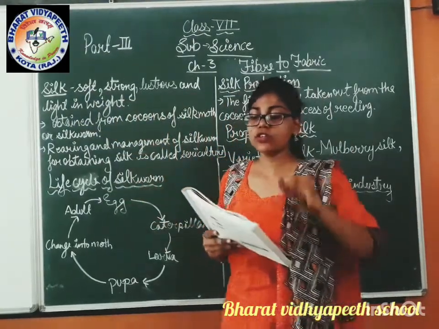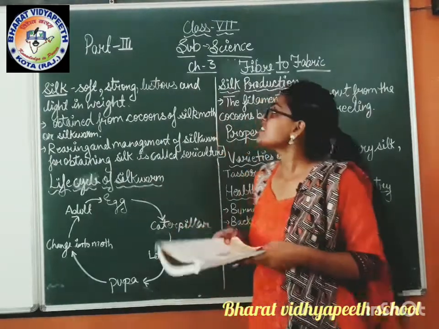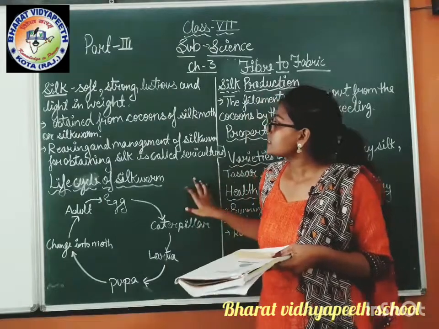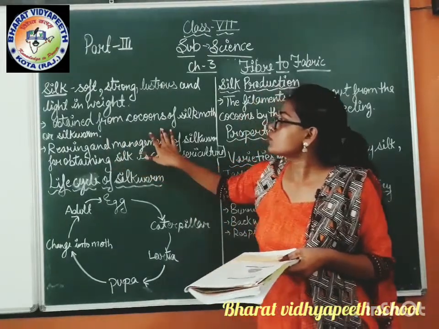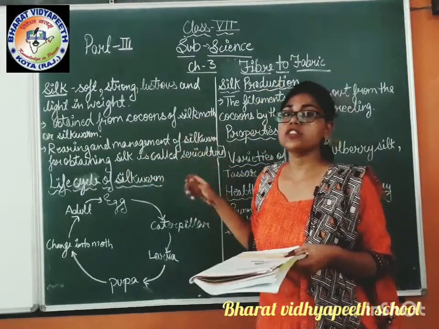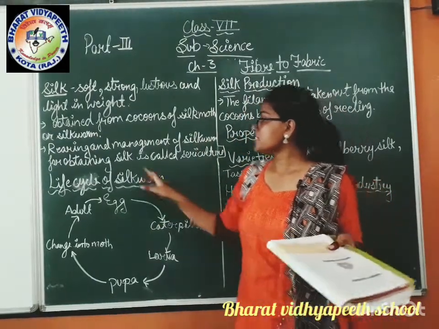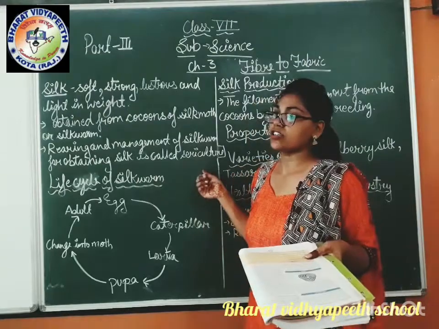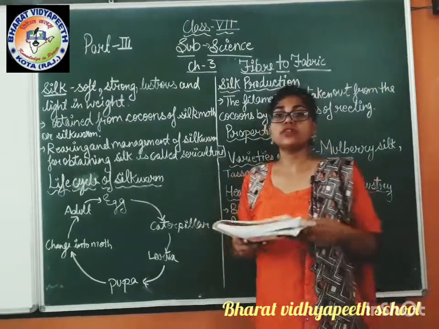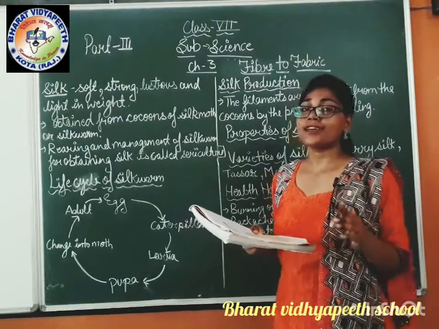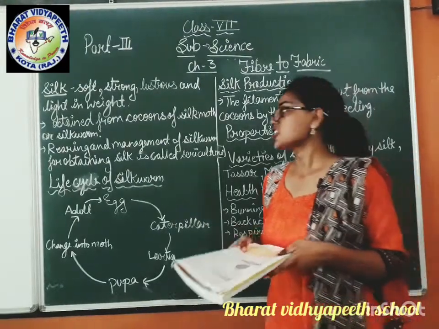Silk is the softest fiber, it is light in weight, and it has some shining in it. It is mainly obtained from the cocoons of the silk moth or silkworm. Rearing and management of silkworms to obtain silk is called sericulture. When farmers do rearing and management of silkworms to obtain silk, that process is known as sericulture.